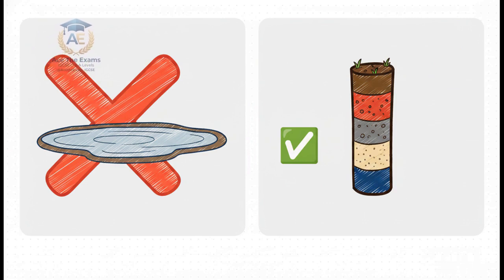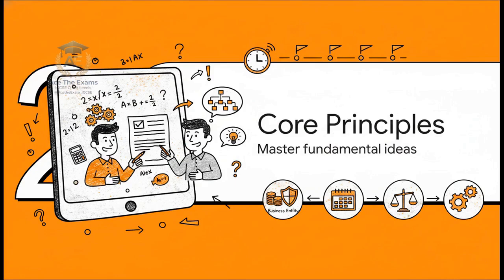Evaluate doesn't mean just telling me what something is. It means you must weigh the evidence, actively question the underlying assumptions, and provide a heavily justified conclusion. You literally must deploy systematic analysis and evidence-based reasoning to unlock those top-tier assessment objective bands. Moving on to Section 2, Core Principles. Let's master the fundamental ideas.